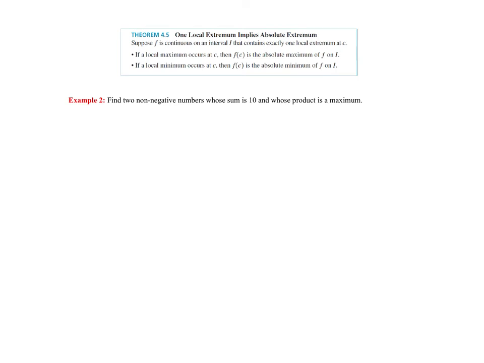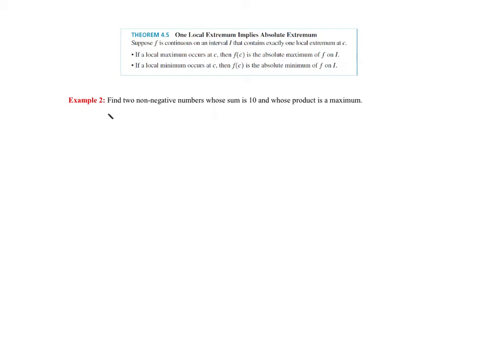Okay, before we get to example 2, theorem 4.5 is an important one. One local extremum implies absolute extremum. So if you only have one local extreme value, that implies that it will have to be your absolute extreme value. As you're looking for your critical values where f prime is equal to 0, if you only get one value and that value is a local extreme value, then it is also an absolute extreme value. Okay, so let's take a look at example 2. It says find two non-negative numbers whose sum is 10 and whose product is maximized.